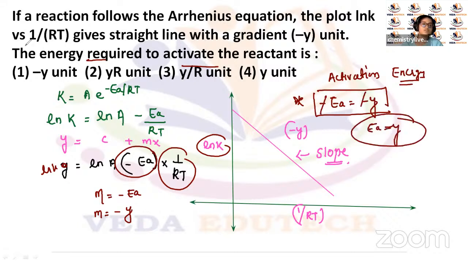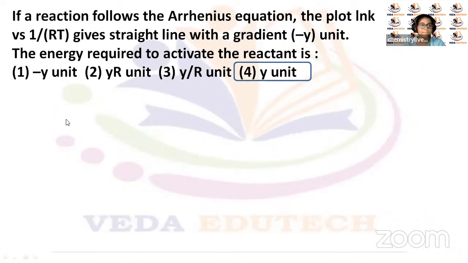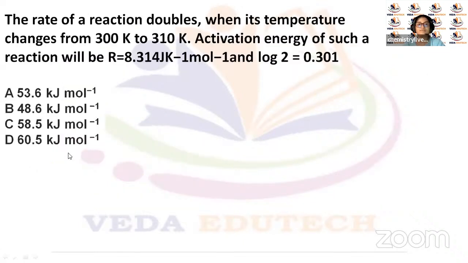So in which option do you have the answer? You have it in option number 4, that is Y unit. Is everything clear, crystal clear till this much? Okay, let us move on to the next question. Try this, everyone.